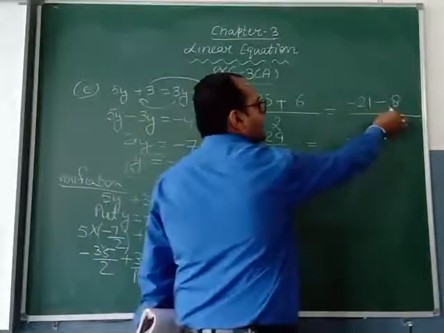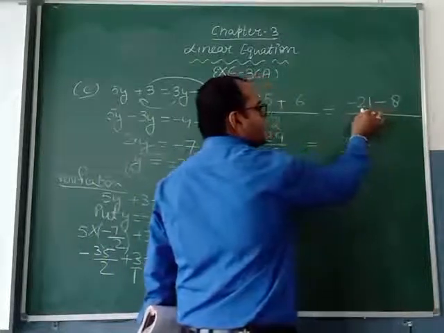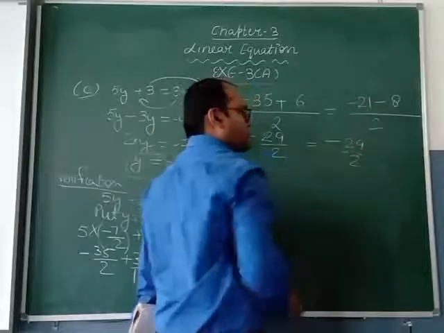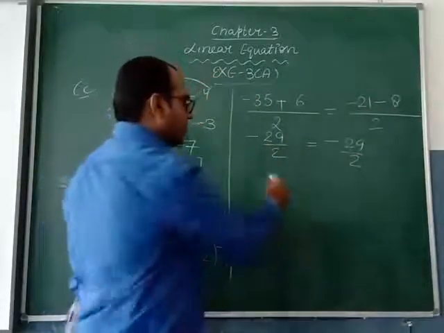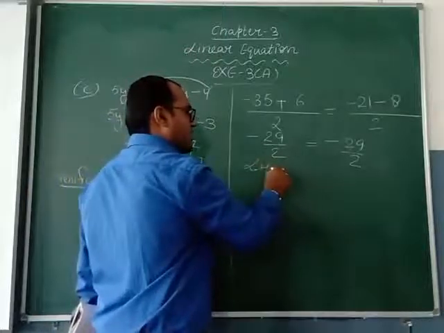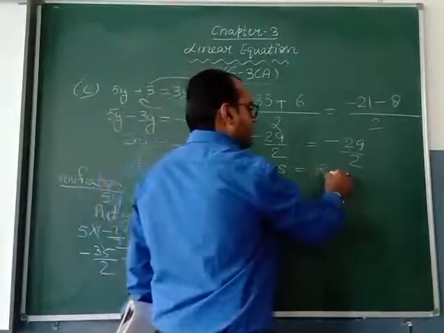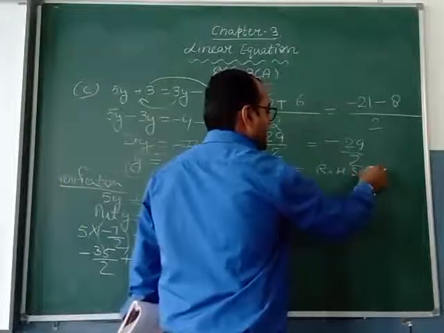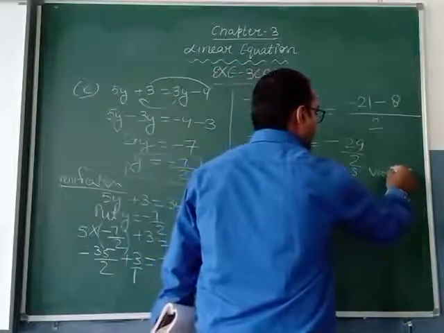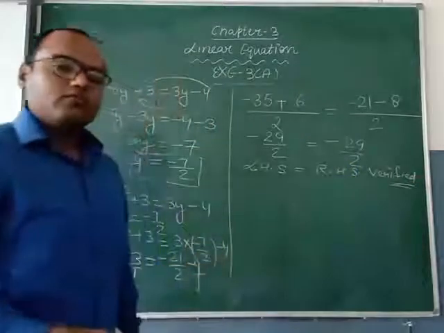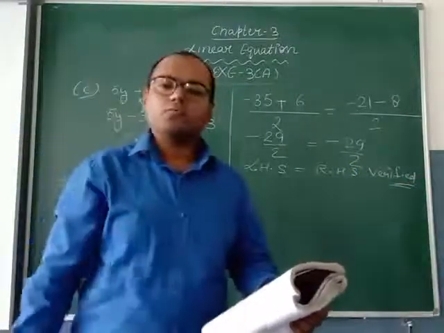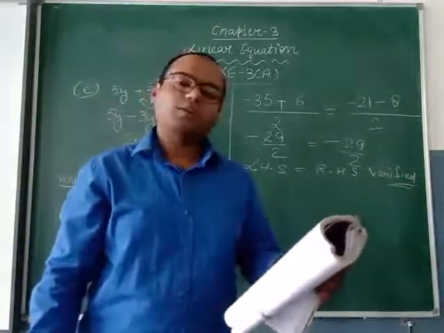The sign will be of the greater. So 21 is greater, minus sign. So here we have to put a minus sign. Now left hand side and right hand side are both the same. So here we will write LHS, left hand side, equal to RHS, right hand side. After that, verified. So like this you have to do question number 2. Now question number 3.